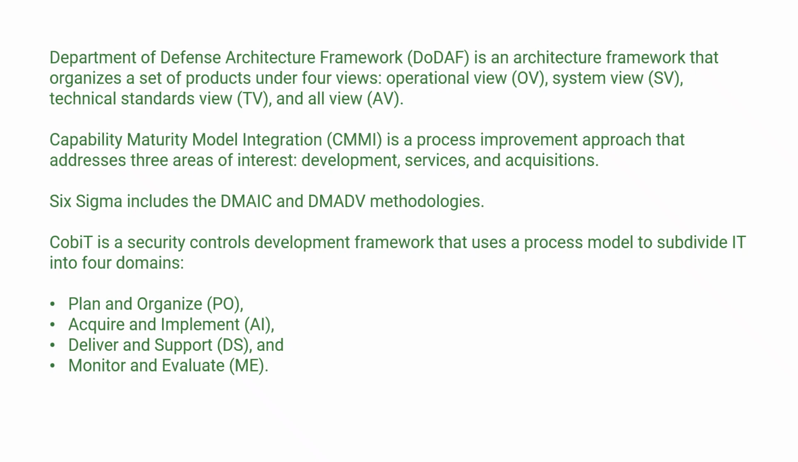The Capability Maturity Model Integration, or CMMI, is a process improvement approach that addresses three areas of interest: development, services, and acquisitions. Six Sigma includes DMAIC and DMADV methodologies. COBIT is a maturity controls development framework that uses a process model to subdivide IT into four domains. One, plan and organize. Two, acquire and implement. Three, deliver and support. And four, monitor and evaluate.